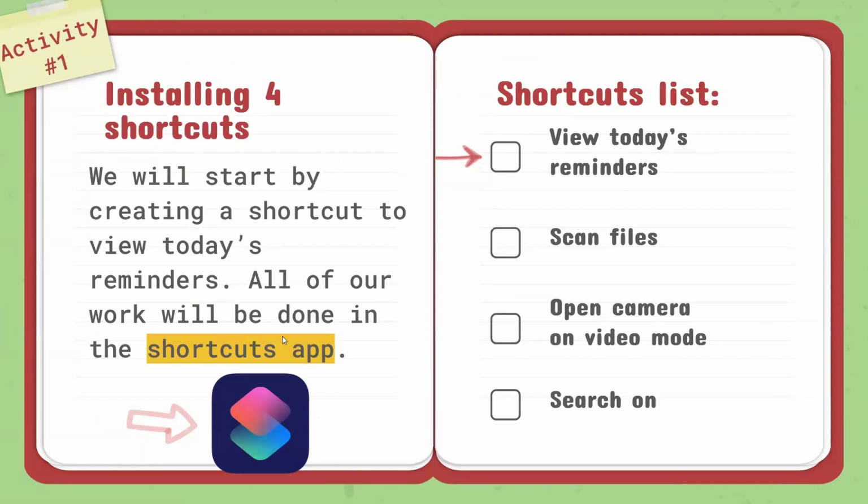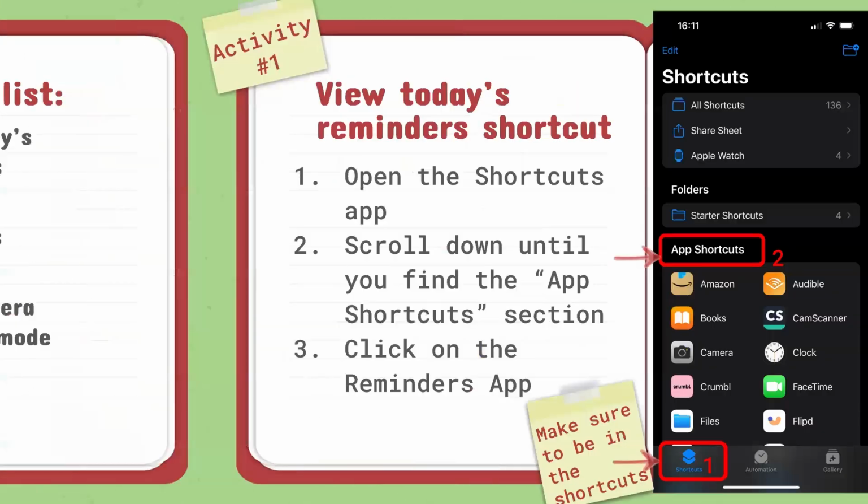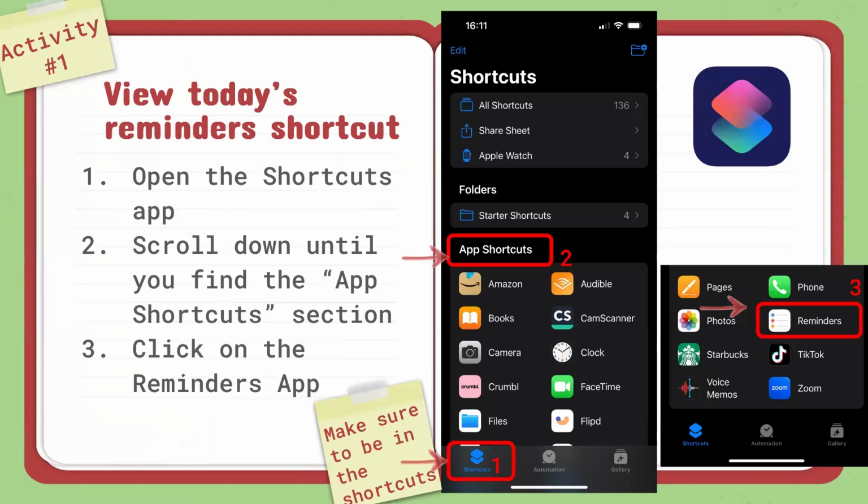The first shortcut we're going to be working on is to view your reminders for the day. The way you want to do this is to start by opening the Shortcuts app. Again, you can see the icon up here if you want to see what it looks like. Then in the Shortcuts menu, you're going to see a bunch of options, and in those options, you're going to see app shortcuts. This is a list of shortcuts for apps that you have on your phone that are preset for you, that you just have to select.